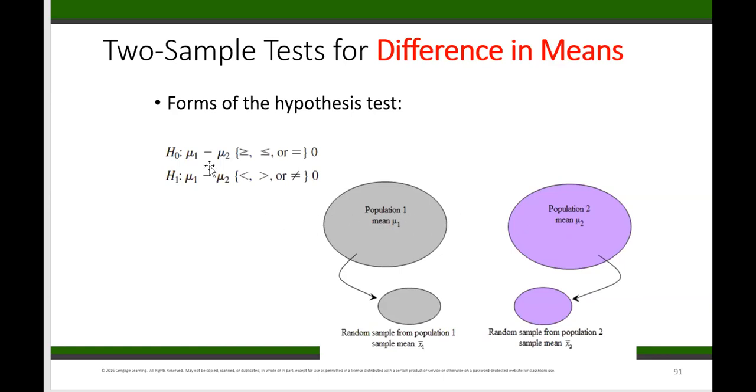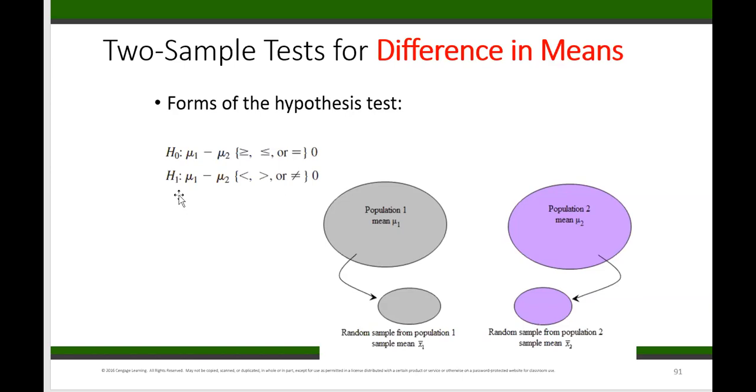And we want to see if the difference between the population mean of these two groups is actually equal, less than or equal, or greater than or equal to a specific number as our null hypothesis. And of course, the opposite of the null hypothesis statement would be an alternative hypothesis, right?